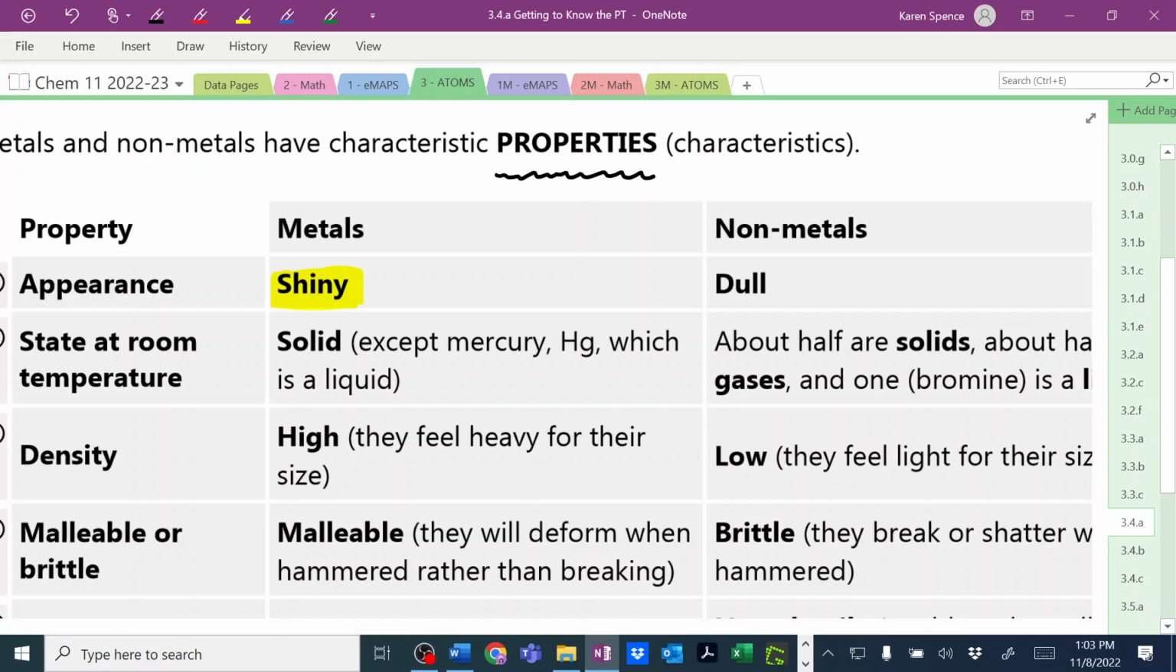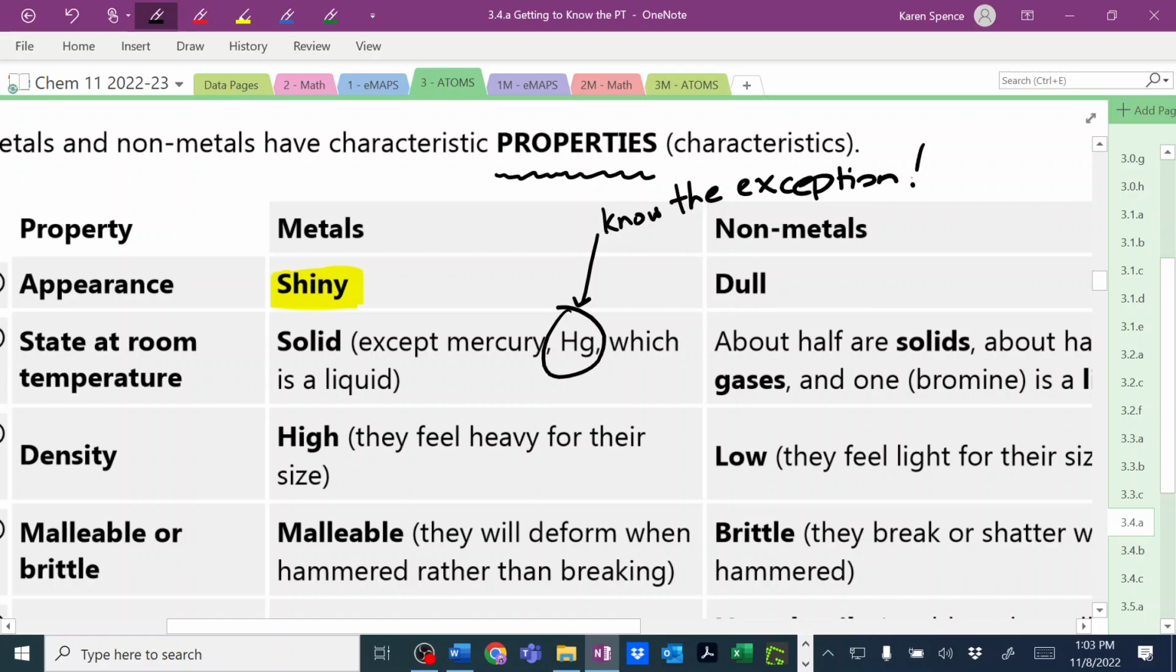Think about all the metals you know. What state are they at room temperature? Solid. Did you have to think about that very hard? No. You should know the exception. Mercury. And mercury is, of course, a liquid.